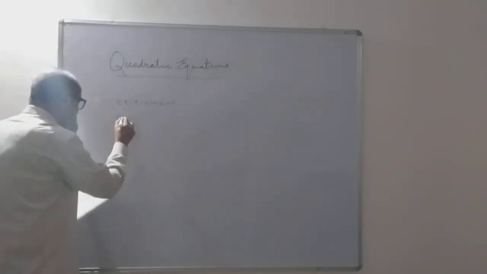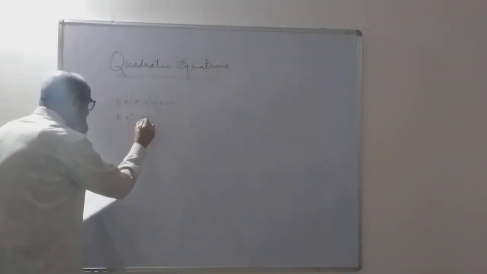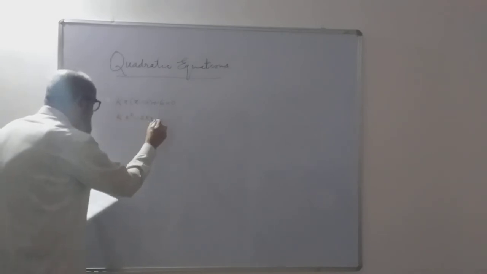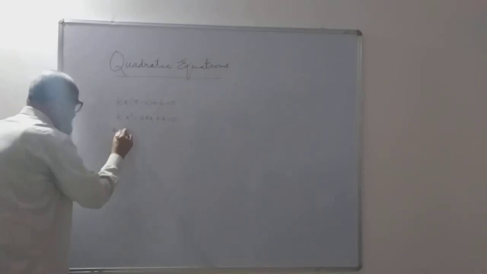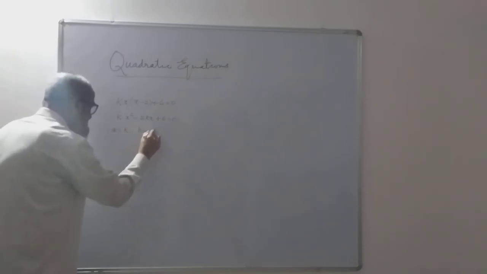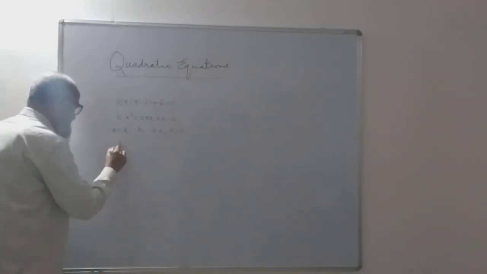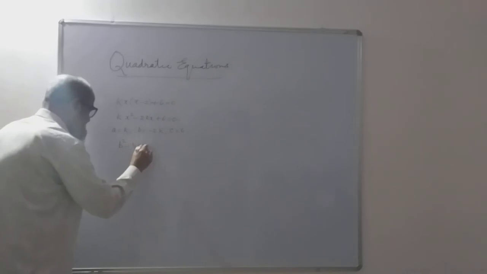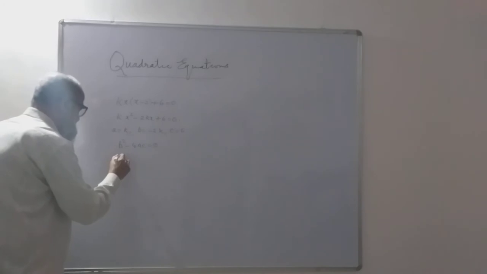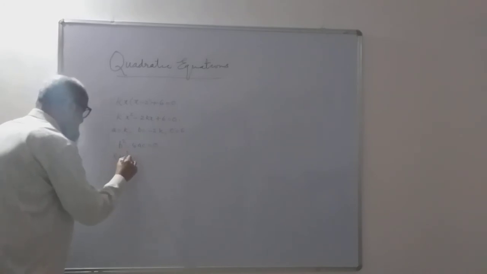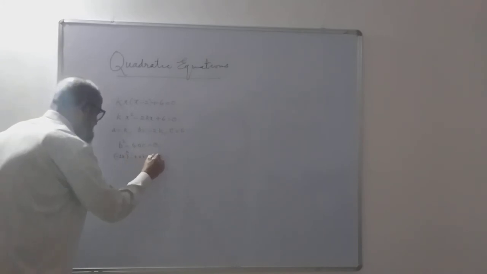Now you bring it to standard form. Kx into x, kx square minus 2kx plus 6 is equal to 0. This is the standard form. A is k, b is minus 2k, and c is 6. So according to the given condition, b square minus 4ac must be equal to 0. B square means minus 2k the whole square minus 4 into k into 6 is equal to 0.